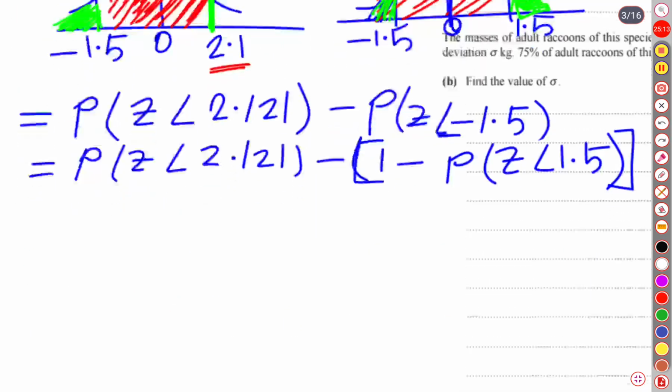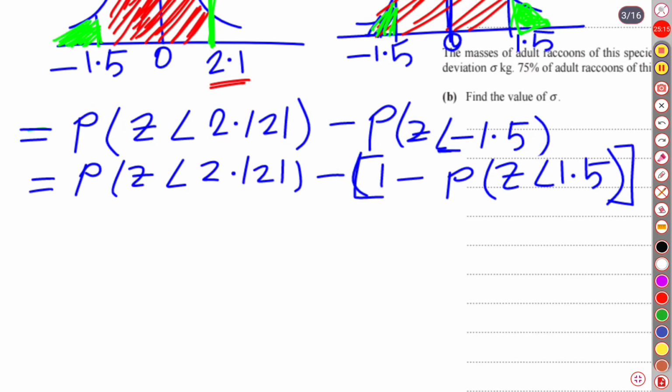So let us continue. Now we are going to find the probability of z less than 2.121. I am going to use my probability distribution table, the hard copy. You will be provided such a copy in the exam hall. When the z score is 2.121, it is 0.9830.